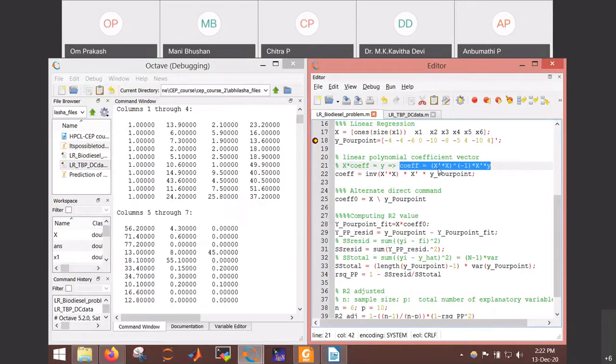x transpose multiplied by x, inverse, multiplied by x transpose y. This is what I have done here: inverse of x transpose x multiplied by x transpose, and this is y 4 point. This will give me the coefficient. In Octave or in MATLAB, instead of doing this, you can directly write this command, x, front slash, and then y 4 point. It will give you the same answer as this one. Let me run till here.